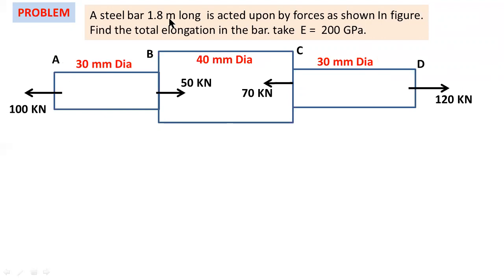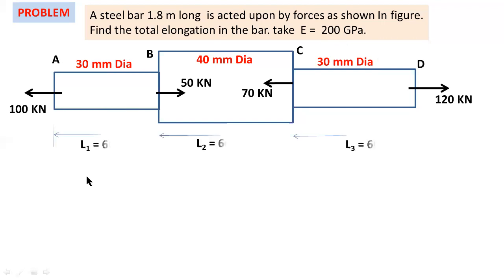Here, a steel bar 1.8 meters long is acted upon by forces as shown in the figure. This is the original length of the bar from A to D. The distance between A and D is 1.8 meters. Find the total elongation, or total deformation, in the bar. Take Young's modulus equal to 200 gigapascal.